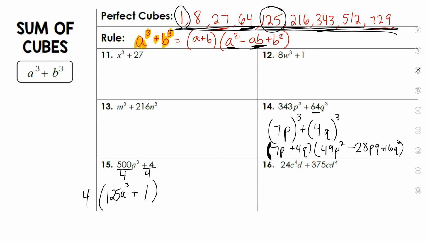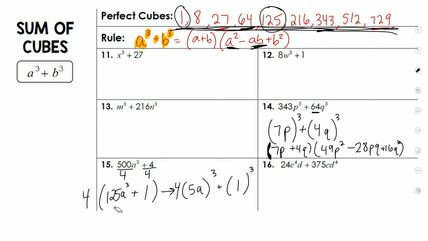Now, guys, we need to rewrite this. How can I rewrite 125? Yes, this will be a 5a, and this one will just be a 1 cubed. Don't forget that 4 on the outside. Because 5 cubed is 125, and then the a will be cubed as well. And then 1 cubed is just 1. So we rewrote this. Now that we rewrote it, we can do the formula.